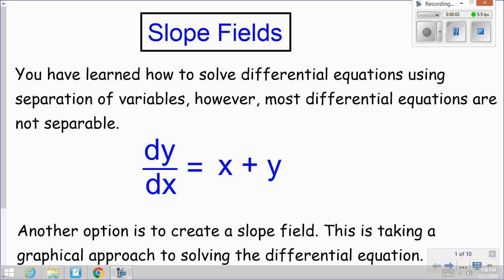Hi everyone. In this video you're going to learn how to create what is called a slope field. A slope field is just a graphical approach to solving a differential equation. Now, why would we want to do this? Well, in the previous two lessons you learned how to solve a differential equation algebraically using separation of variables.